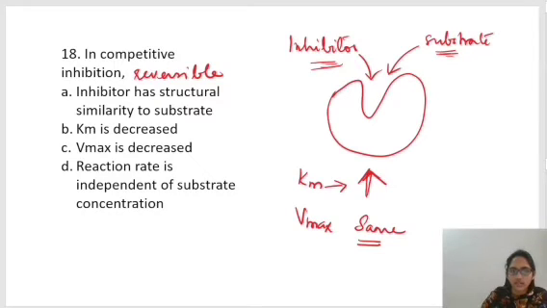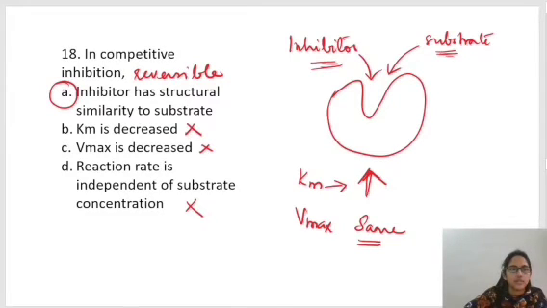So Km is decreased is wrong. Vmax is decreased is also wrong. Reaction rate is independent of substrate concentration: is it independent? Only when you increase the substrate concentration in competitive inhibition can you overcome the action of the inhibitor and maintain the velocity of the reaction. So that is also wrong. The answer for this is: the inhibitor has structural similarity to the substrate.